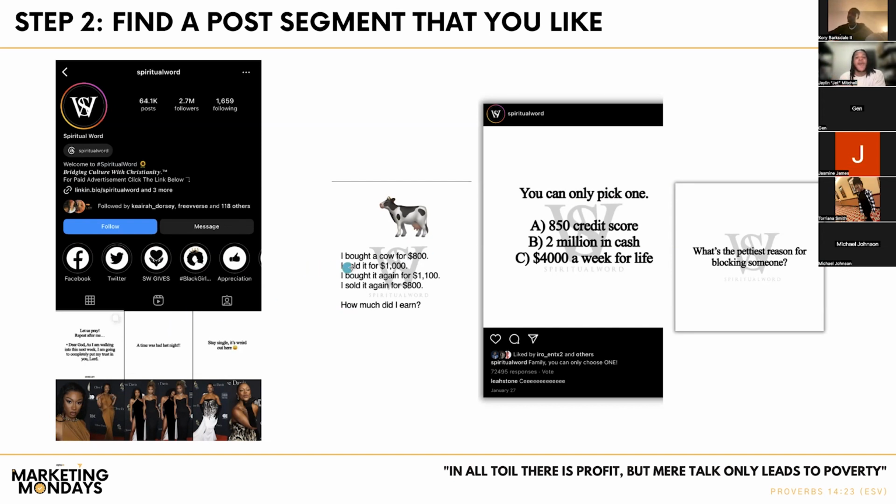Think about this. Why does this make sense? I bought a cow for 800. I sold it for 1,000. I bought it again for 1,100. I sold it again for 800. How much did I earn? I'm pretty sure that's the easiest answer. But the thing is, people love to be right. So they're going to comment on that post.